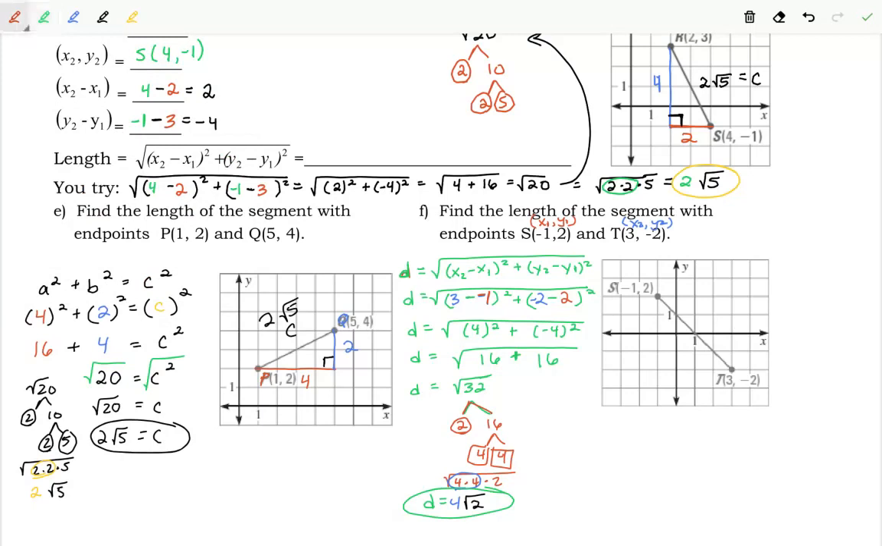And then we can go ahead and label on our graph. So our horizontal distance was 1, 2, 3, 4. And our vertical distance was 1, 2, 3, 4. So we would have plugged in 4 and 4 for a and b if we had done the a squared plus b squared equals c squared version of the Pythagorean theorem, and we would have obtained the same answer.